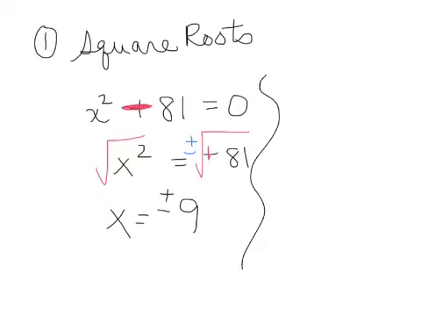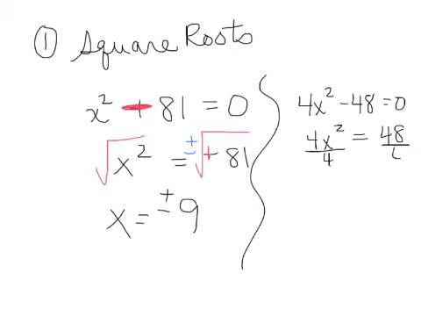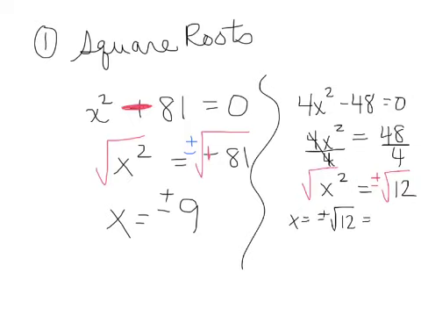So one other example. If I give you 4x squared minus 48 is equal to 0, something that doesn't come out evenly. I still add the 48 to both sides. I get 4x squared is equal to 48. I need to divide by 4 before I can take the square root. So I get x squared is equal to 12. I'm still going to take the square root on both sides, making sure I do the plus or minus. So x will equal plus or minus the square root of 12, which I can also then reduce.